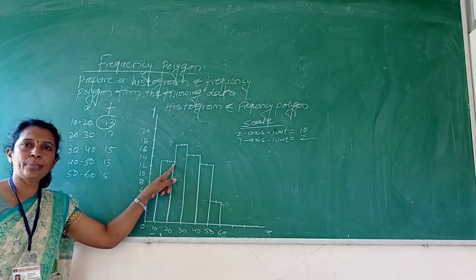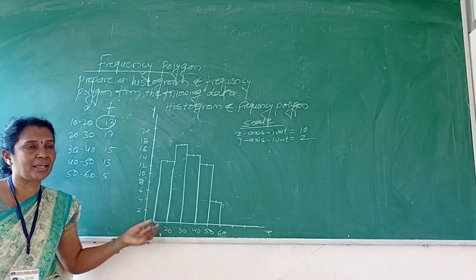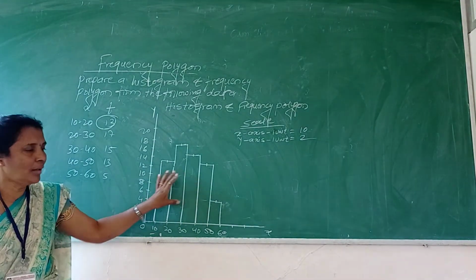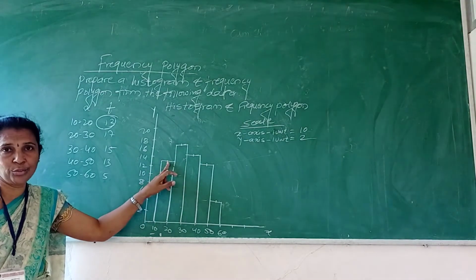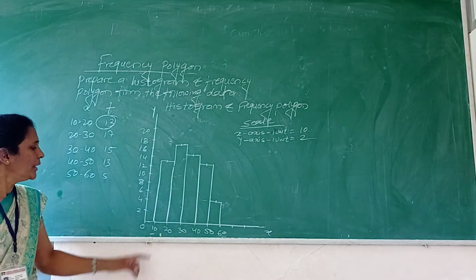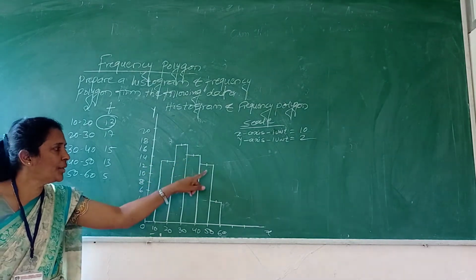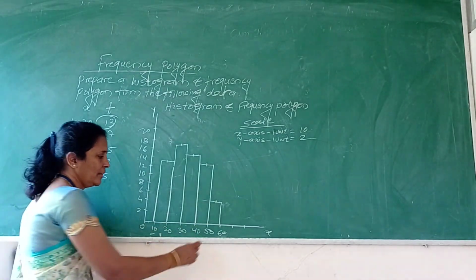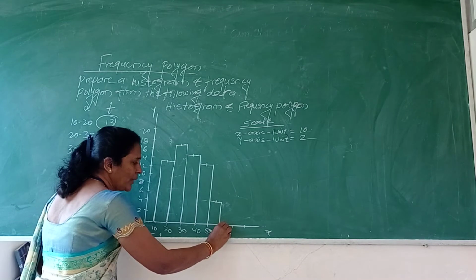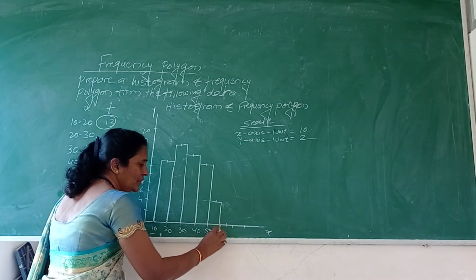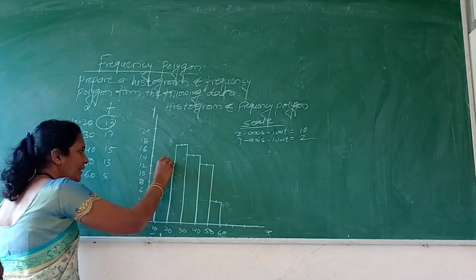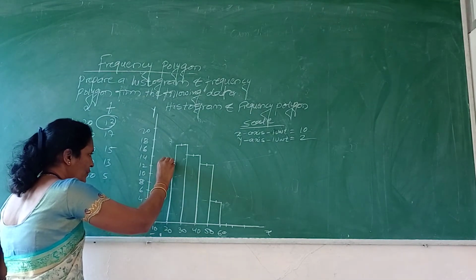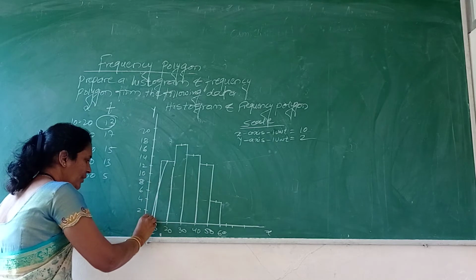The mid points of the tops of all adjacent rectangles; adjacent means one beside another. Then you have to mark the middle. Now join all these points using a scale. The last one you have to mark as well: the middle will be 65. Join all of them with the help of a scale.